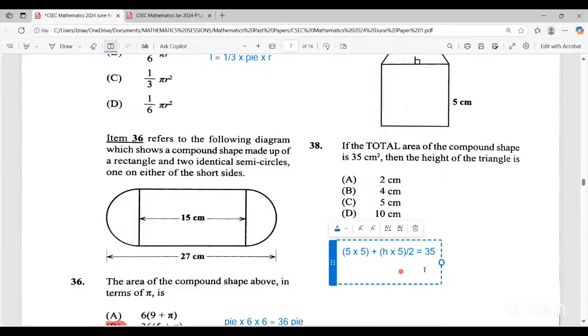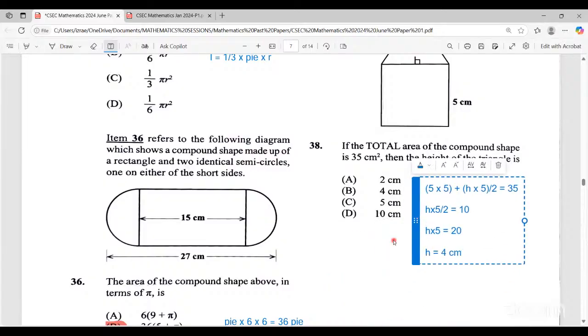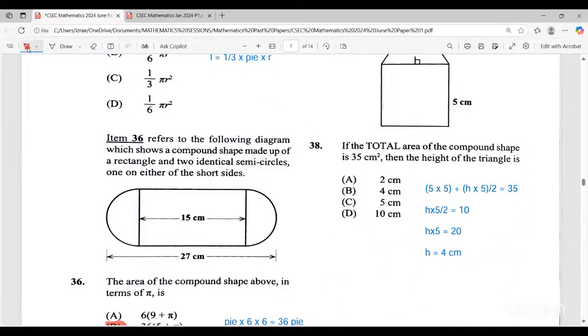So 5 5s are 25. 25 from 35 will be 10. So h by 5 divided by 2 gives you 10. Carry 2 across, multiply 2 by 10, you get 20. So h by 5 would give you 20, and h would essentially be 20 divided by 5, which is what? 4 cm. Okay, so it did require some working, because at times I'm trying to keep it legit. So yeah, that's B.